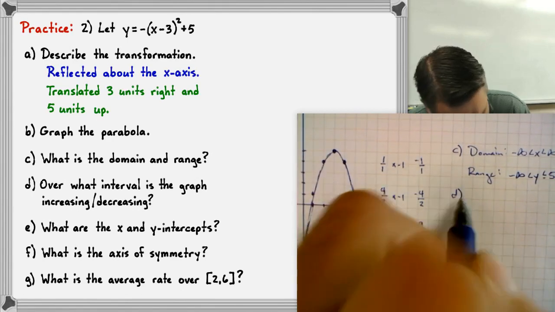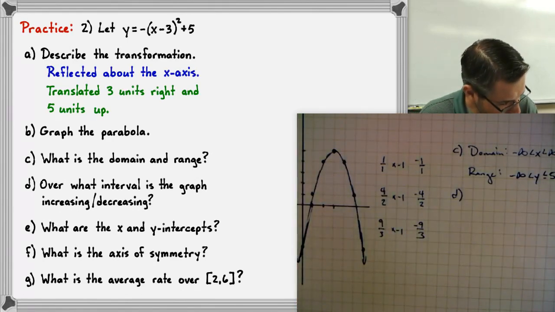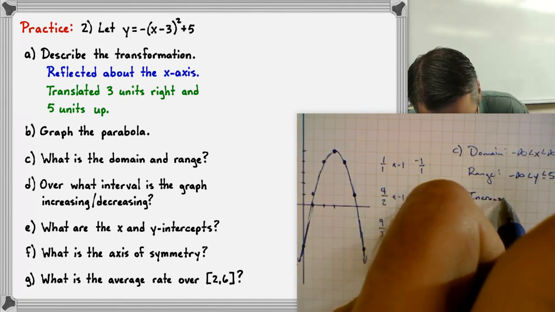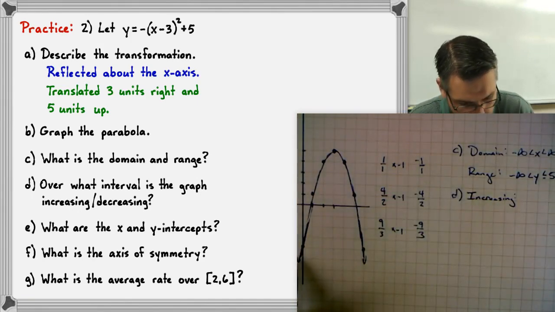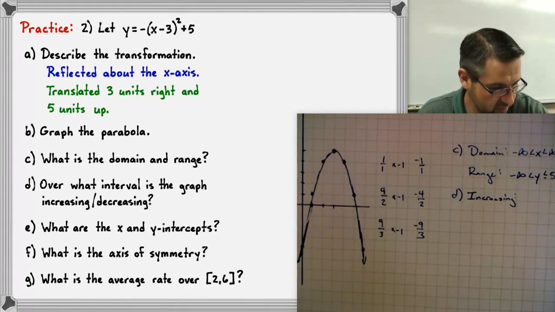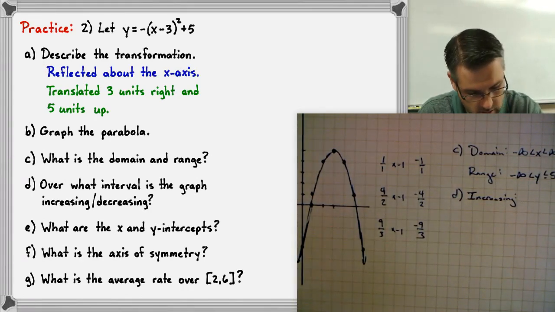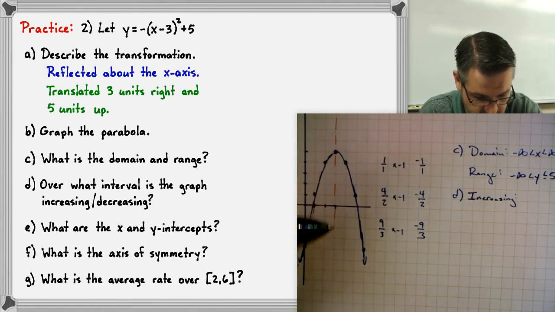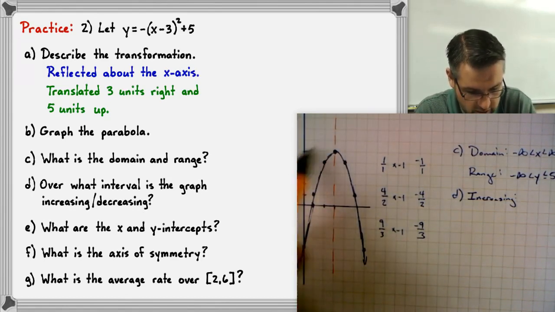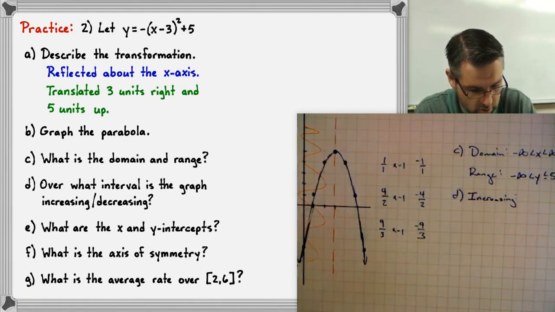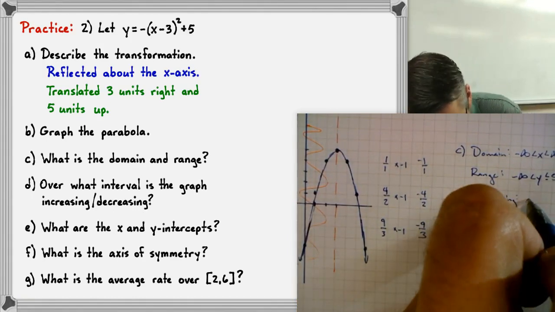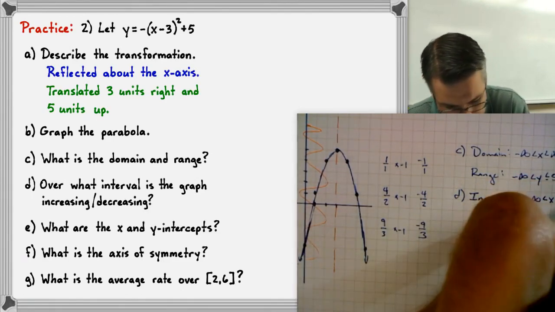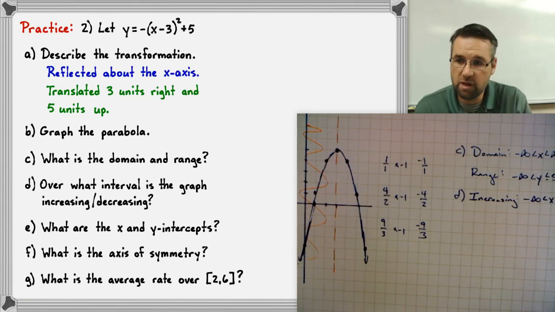For D, it says, over what interval is the graph increasing and decreasing? So where is this increasing? We can see that it's increasing in this region. Let me go ahead and highlight that for you. We can see that it's increasing to the left of our axis of symmetry. So all over here, we're increasing. So we start increasing at negative infinity, and we stop increasing at 3. So that's our interval of increase.